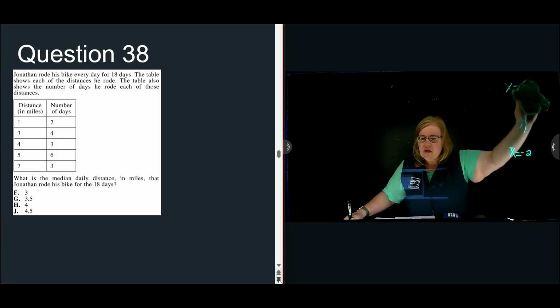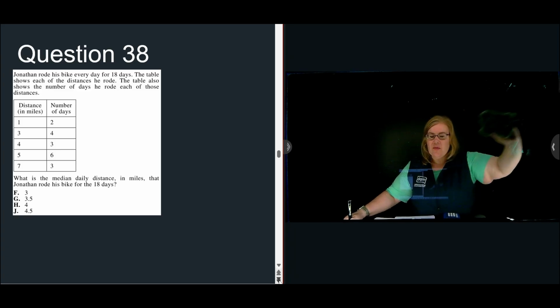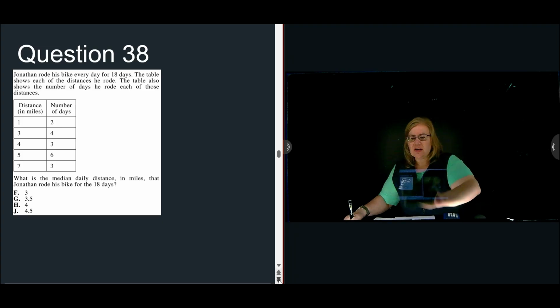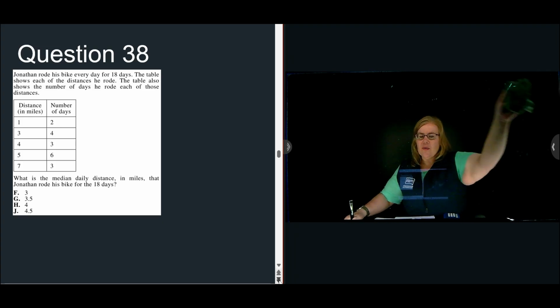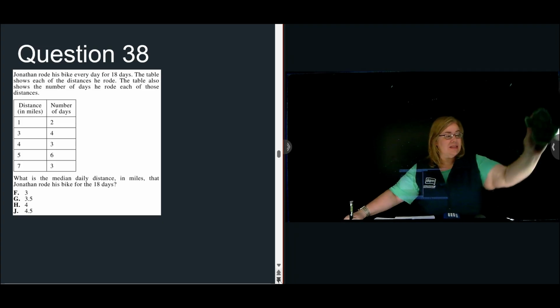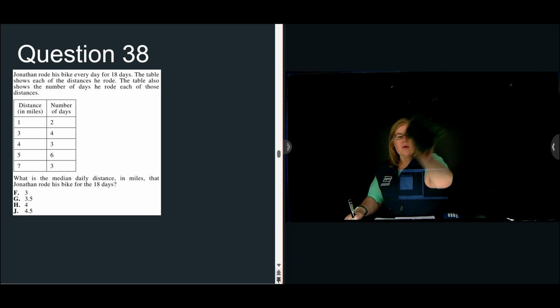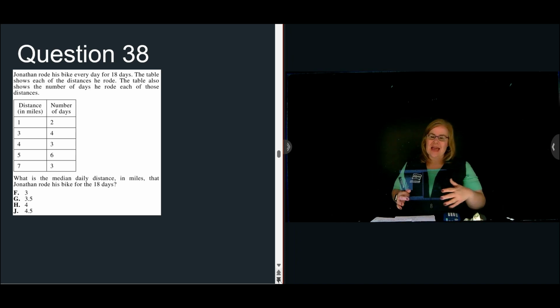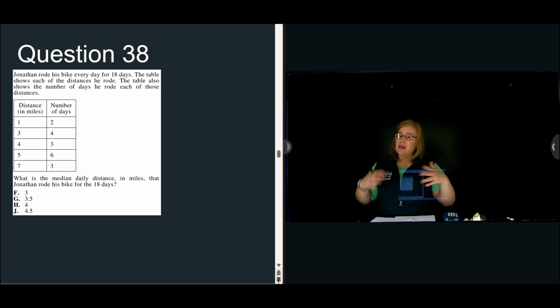The table shows each of the distances he rode. The table also shows the number of days he rode each of those distances, and we see that table. It's always important to go ahead and analyze that table. See what the columns mean. See what the rows mean. Make sure that you're understanding what each portion of that table or graph that you're given represents.